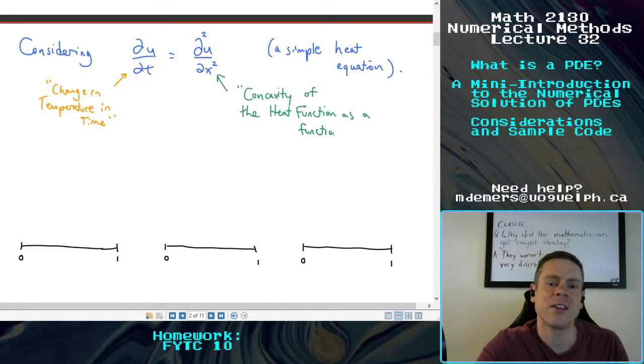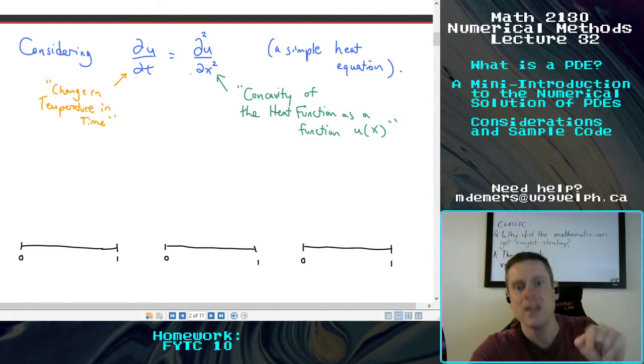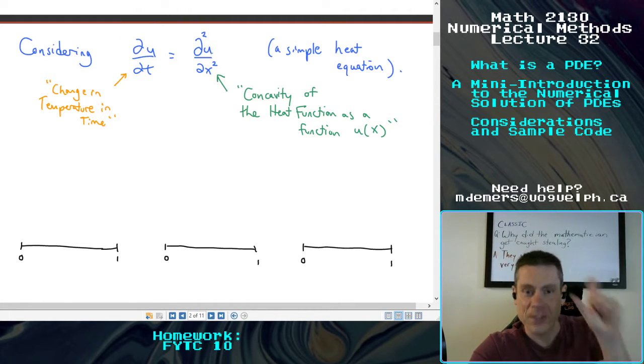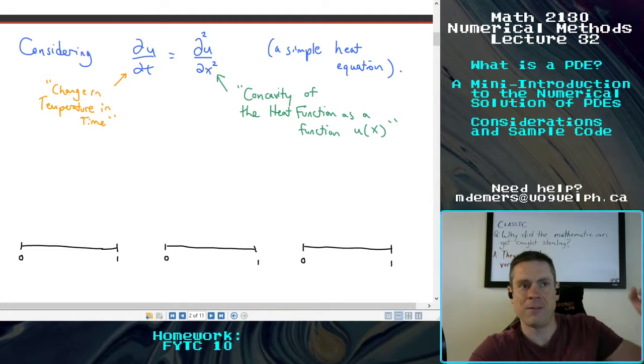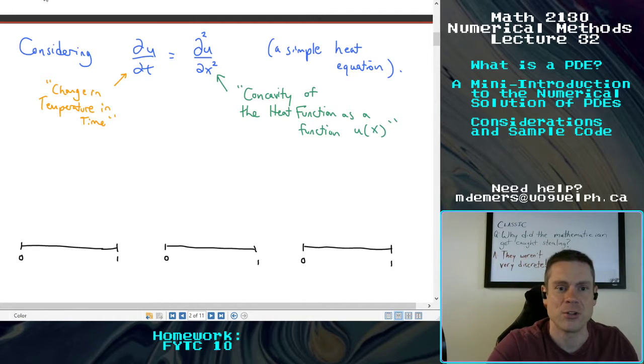So disregarding the time dependence for a second, right? Disregarding the time dependence, it does play into things, okay? But I want to think about this for a second. If u is a function in terms of time and space, this here is the concavity of the function with respect to the x variable. So if I have some sort of heat distribution at some initial time, maybe it looks like this.